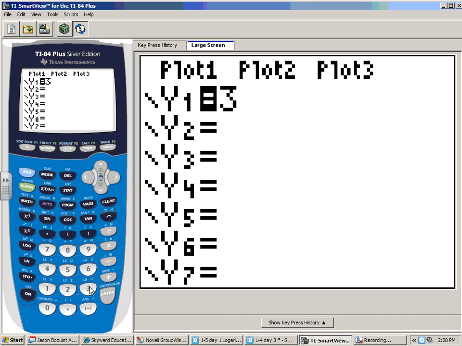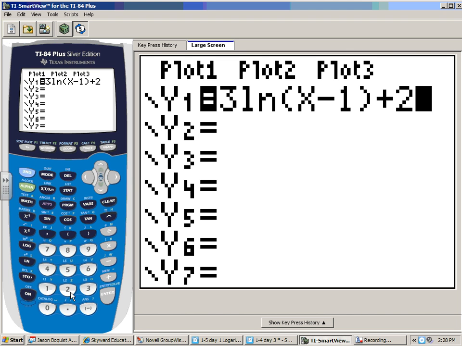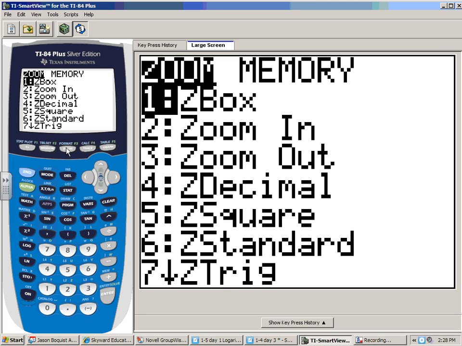And then where is natural log on this thing? Well, LN right about there, right? Notice again, it gives you that set of parentheses to begin with. So you have to be very careful when you decide to close those off. So use x minus 1, close them off, plus 2. And let's just zoom standard so we're all looking at the same thing.